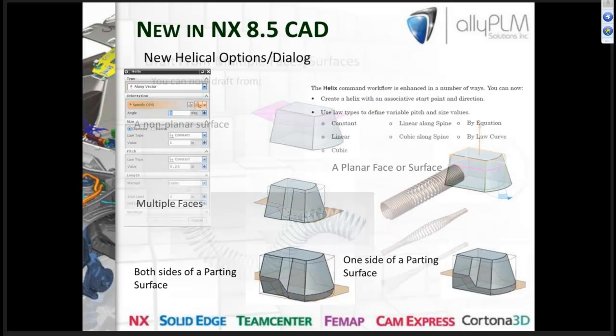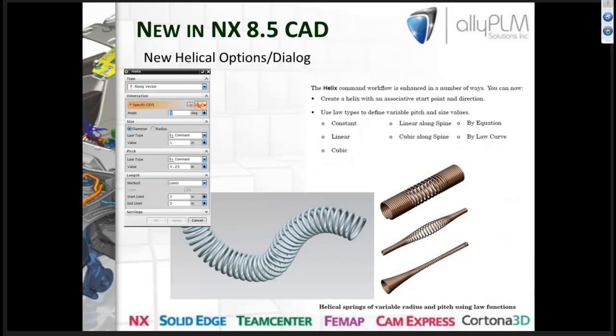New helical options. First of all, you're going to notice a new updated dialog. You're going to notice now we can actually add a helical to a spine. So here I just have a B-spline curve. Here's the different types we can use.